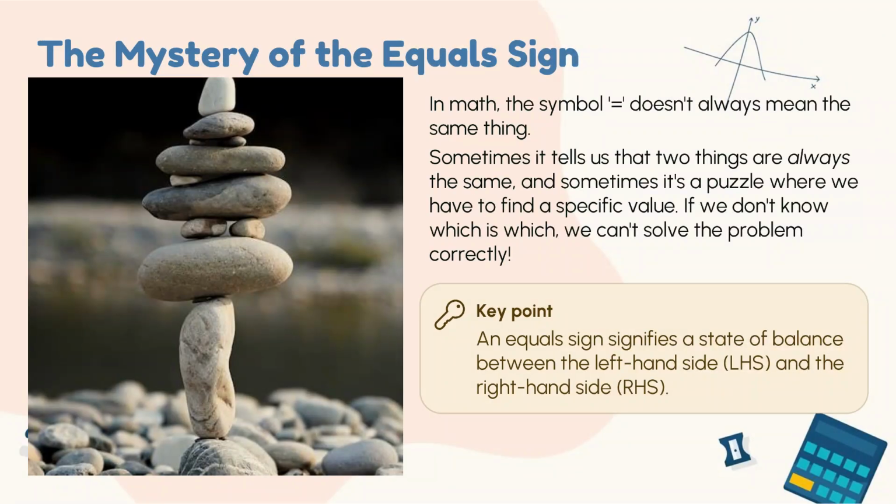Now let's think about the equals sign. In maths, the equals sign means that the left-hand side and the right-hand side are balanced. For example, if we write 4 plus 3 equals 7, the value on the left is the same as the value on the right. But in algebra, the equals sign can be used in different ways. Sometimes it gives us a puzzle to solve. Sometimes it shows that two expressions are always the same. So we need to look carefully at the whole statement, not just the equals sign.